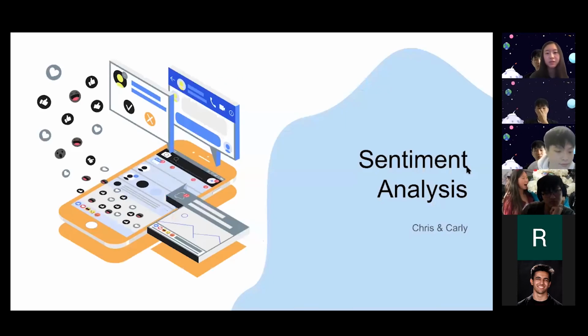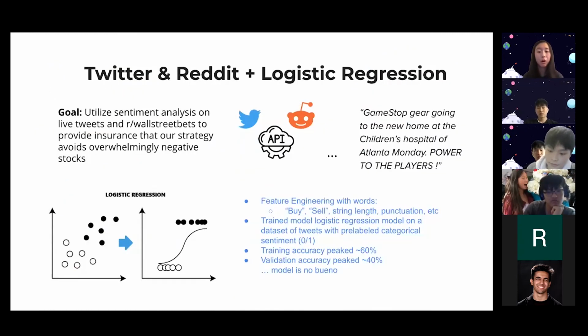So the second subteam that we had was the sentiment analysis subteam. As Billy mentioned previously, our goal was to complement the strategy and generate a sentiment for live tweets and also from r/WallStreetBets, to gauge whether a ticker is going to be doing well or poorly. Particularly if it's doing very badly or people have a lot of negative sentiment, we want to pull out our investments. So our goal is to use sentiment analysis to gauge whether the live tweets and r/WallStreetBets are positive or negative.